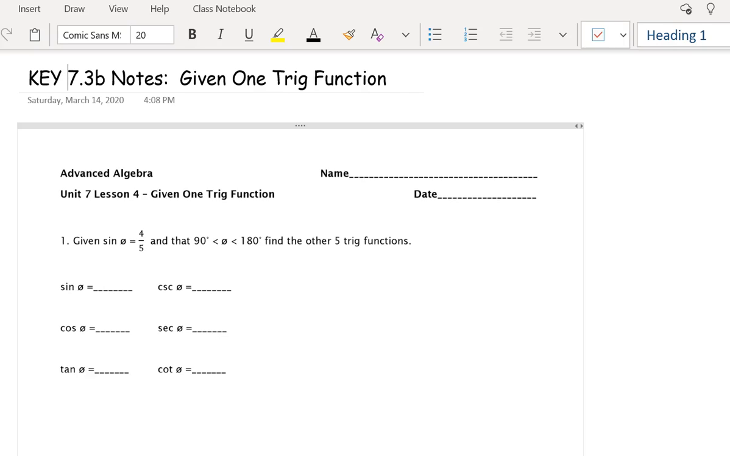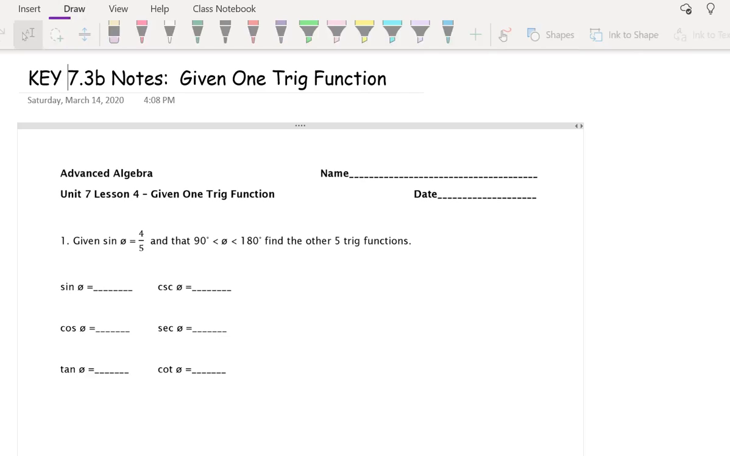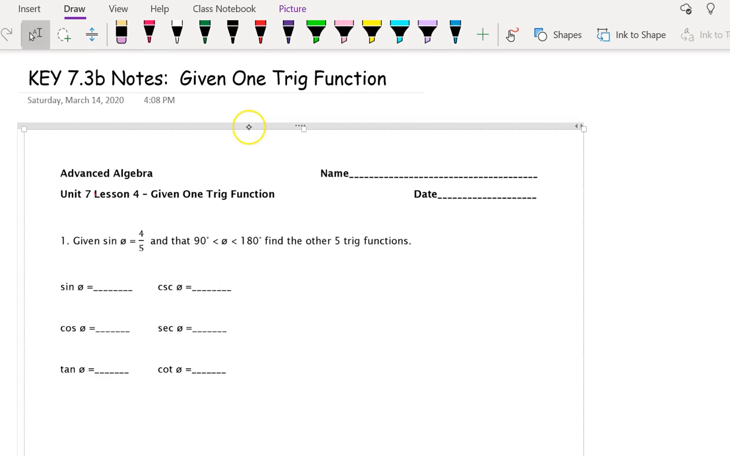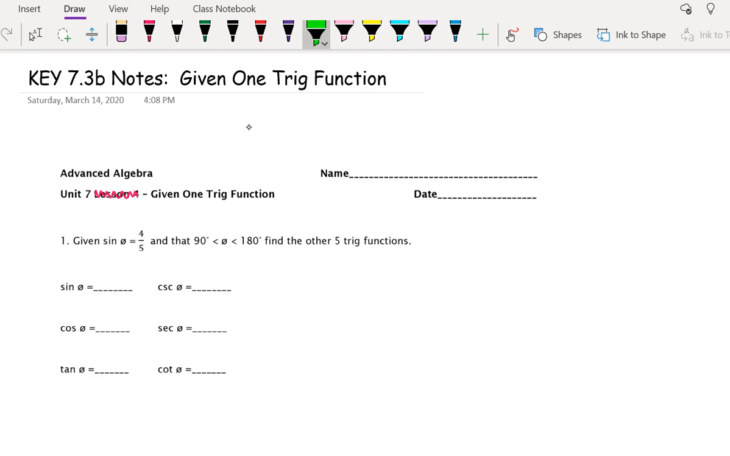Okay, so the 7.3b notes are just kind of a refresher and maybe a shortened version, hopefully, of the last set of lessons in 7.3a. So if I give you one trig function, this is what happens when I give a statement like this. We have a given, all right?